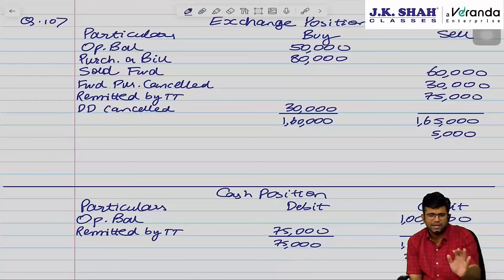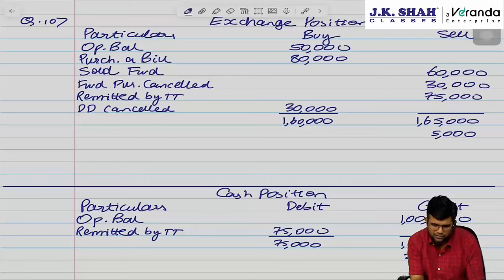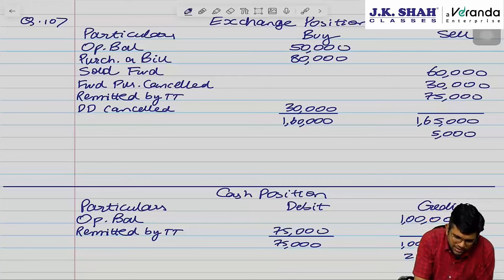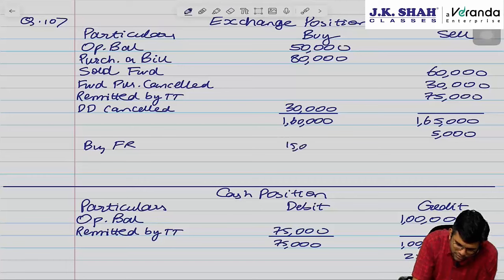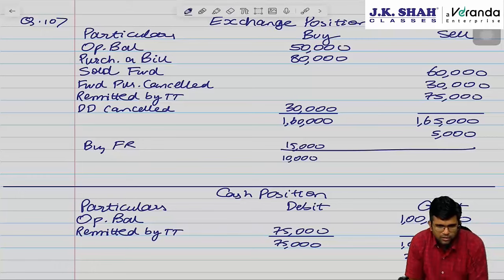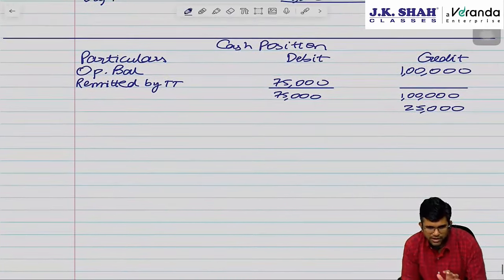So temporarily, let's say we go for a forward. Let's say we go for a forward, buy forward 15,000. If you buy forward 15,000, see, I'll write here, buy forward 15,000, then do you realize you will end up at 10,000 overbought in the closing? Everyone clear? Now, this is not getting affected.